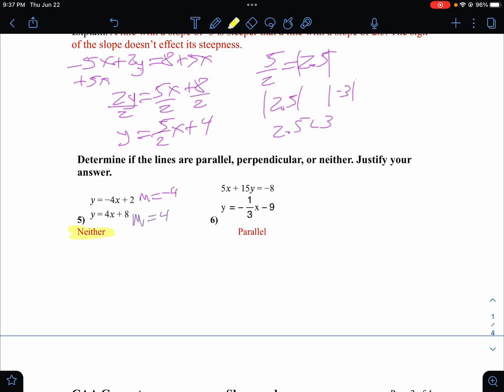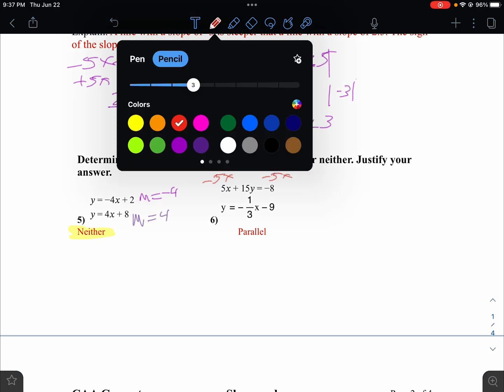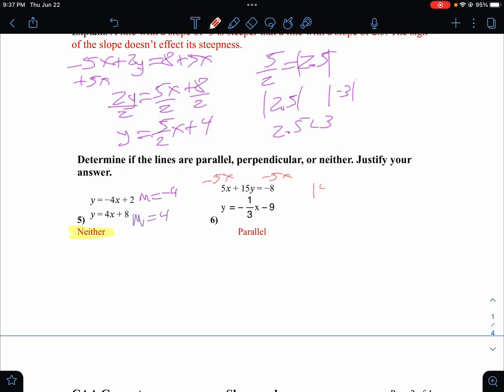Now on question number 6, we have to get y by itself, kind of like we did back on question number 4. So what we'll do is we'll subtract 5x from both sides. So I'll write that as 15y equals -5x minus 8. So I'll divide everything by 15 to get y by itself.